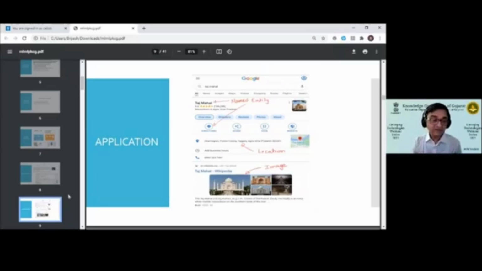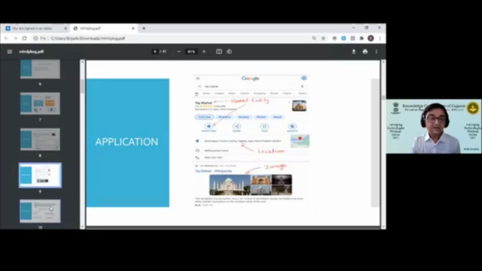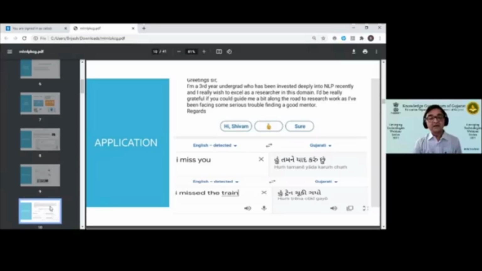We will see that this is also an interesting problem, but see, this is the accuracy we are witnessing these days. Then a few days back, I got this message from an undergraduate student on LinkedIn. A student was asking for some help, but this is what LinkedIn suggests to me. What should I type? Should I say hi Shivam, or thumbs up, or sure? Right? So this is also what we are witnessing in all the chat applications.